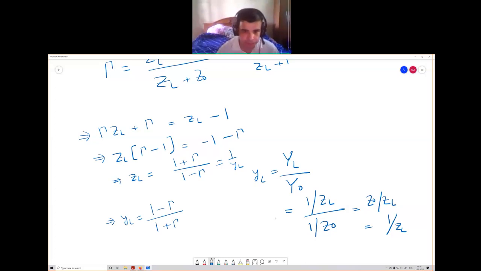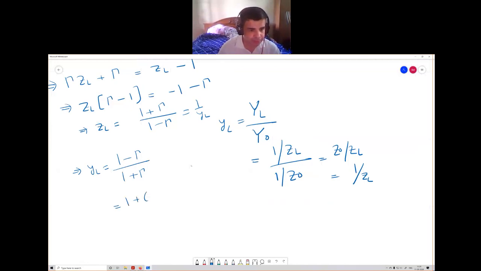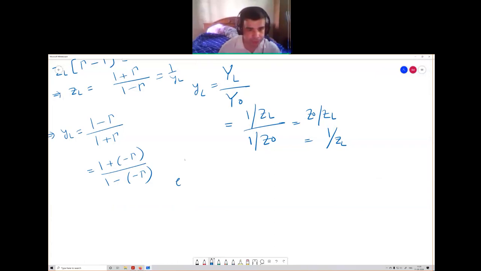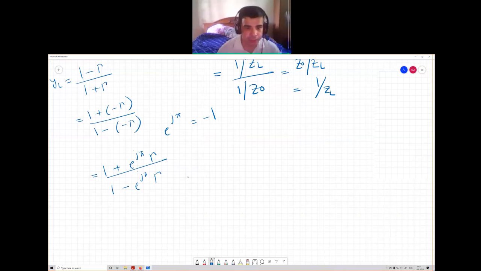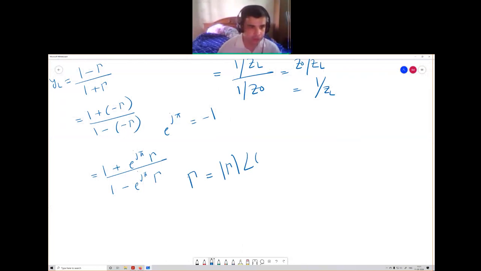Now this can be written as (1 plus (minus gamma)) by (1 minus (minus gamma)). Can we write it in this way? And we know from complex algebra that e to the power of j pi is equal to minus 1. So this is written as (1 plus e to the power of j pi gamma) by (1 minus e to the power of j pi gamma). Can we write it in this way? Yes, sir. Now we know that gamma is a complex number which has a magnitude and an angle theta. So this can be written as (1 plus mod gamma at angle theta plus pi) by (1 minus mod gamma at angle theta plus pi). Right?